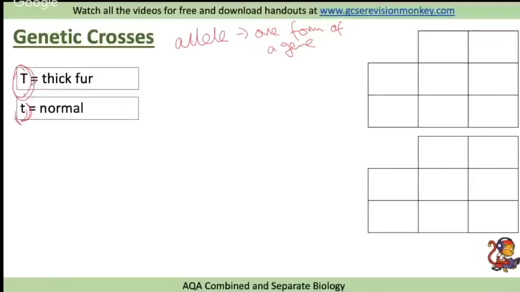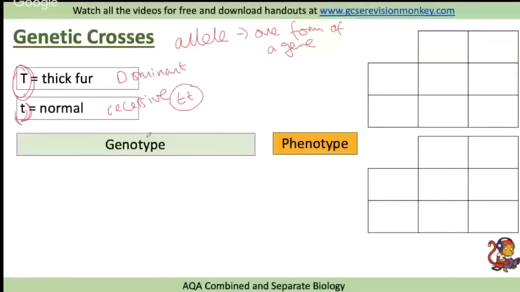So in this case, I've done a capital T for thick fur because this is the dominant allele. So if this is present, the animal will have thick fur, and this is the recessive allele. If it's recessive, this means that if it's just present on its own, the animal won't have normal fur. It has to have both alleles present, like lowercase t, lowercase t, in order for the animal to have normal fur. So let's look at some genotypes versus phenotypes. Genotypes are your genes, and phenotypes is what characteristic is expressed.